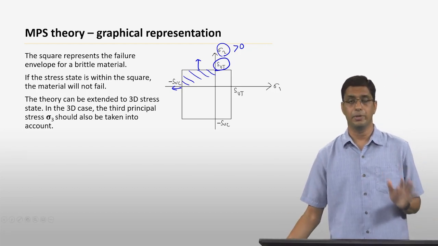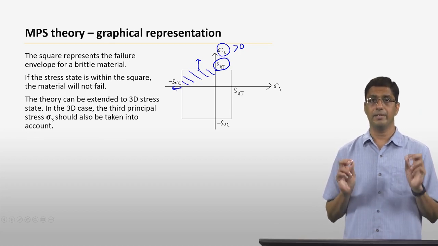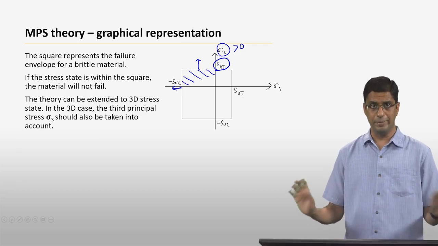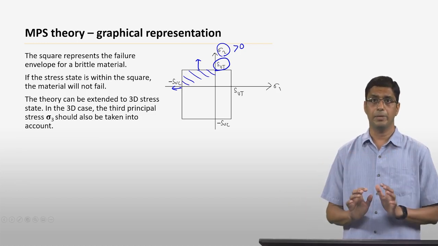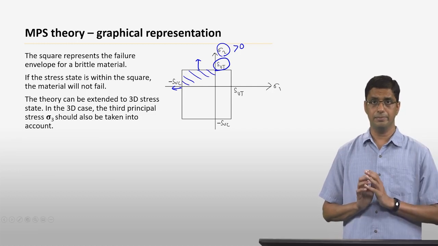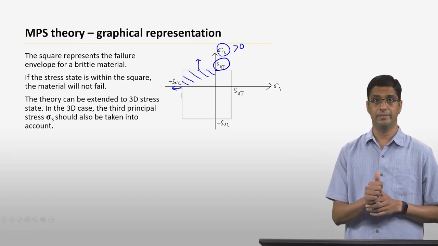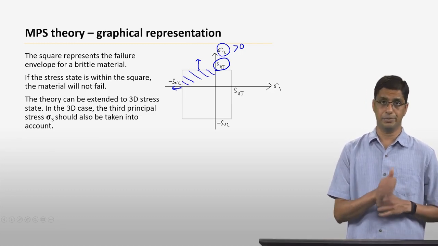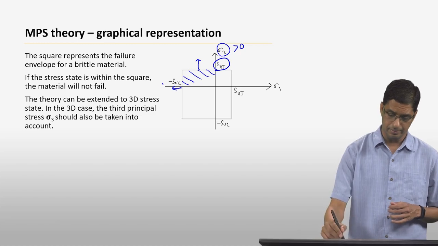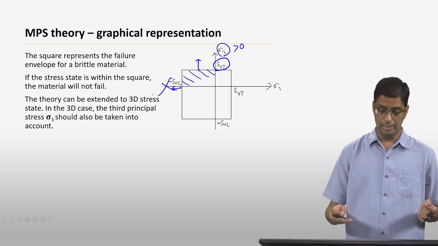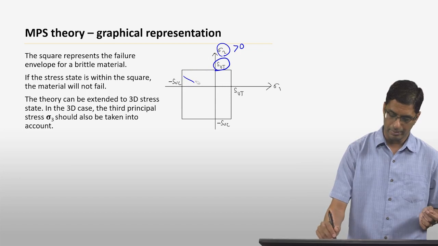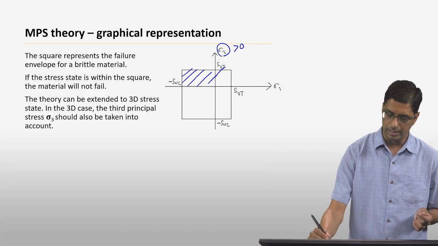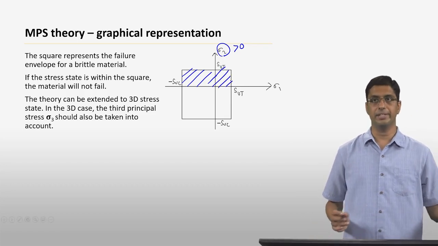Okay? So again, I want to make a small distinction here. Here we are not looking at sigma 1 greater than sigma 2. We are just looking at sigma 1 and sigma 2 as two independent variables. Okay? So if sigma 2 becomes greater than 0 or greater than SUT, the material will fail. Or if sigma 1 becomes less than minus SUC, essentially this region here, the material will fail. Okay? So that is why you have this envelope here. So anything within this region is not going to fail. Anything outside that region is going to fail.